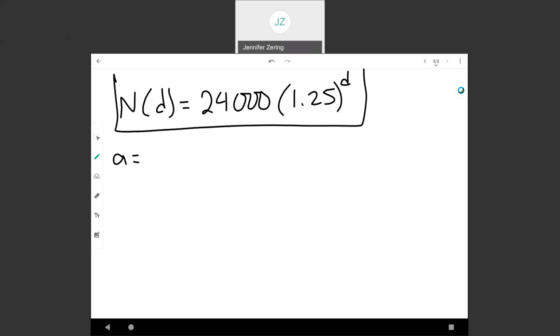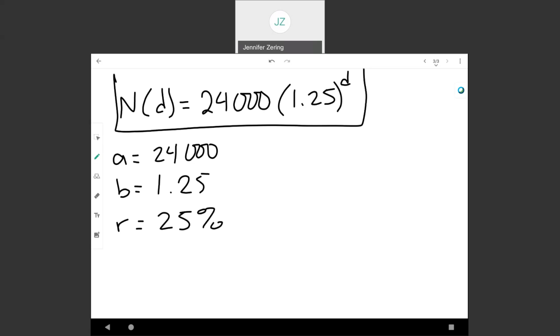The initial value is 24,000. The growth, it is growth because 1.25 is larger than 1. The growth factor is 1.25. The relative growth rate is how much bigger than 1 is B. So B is 1.25, it's 0.25, which is 25% bigger than 1. So all that's left is to fill in the missing values in the table.